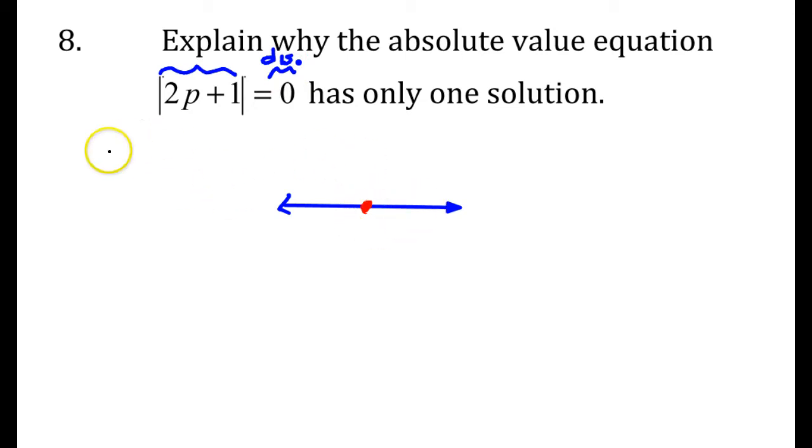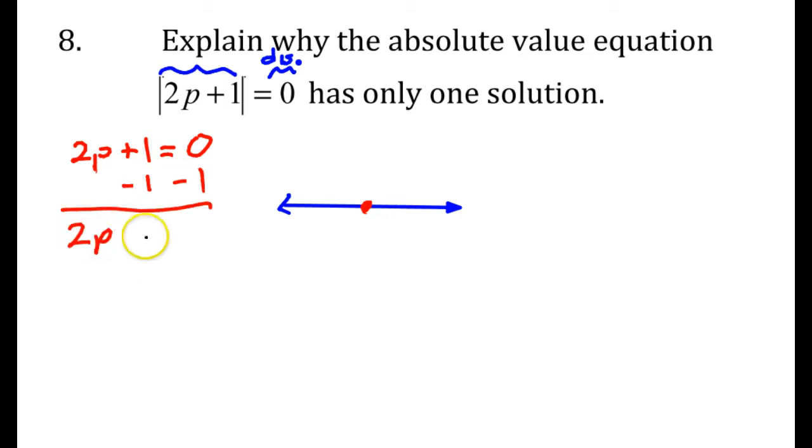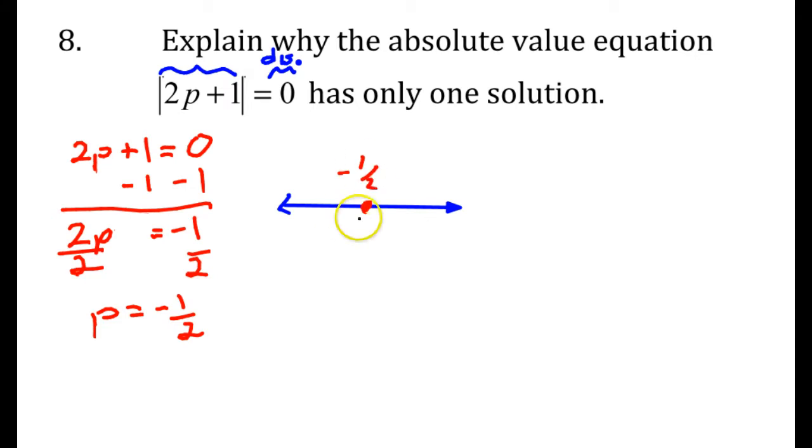So our only answer is going to be 2p plus 1 equals 0. There's no positive, there's no negative. 0 does not exist. So if we just solve this, we'll get, looks like, negative 1/2. Our answer is, we start at negative 1/2, and we didn't go anywhere, zero distance. So that's why our only answer is just negative 1/2.